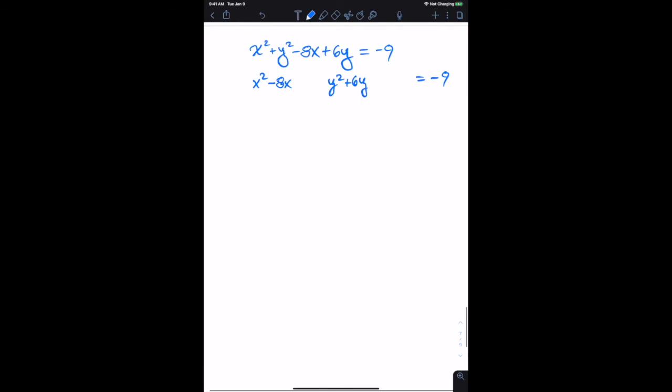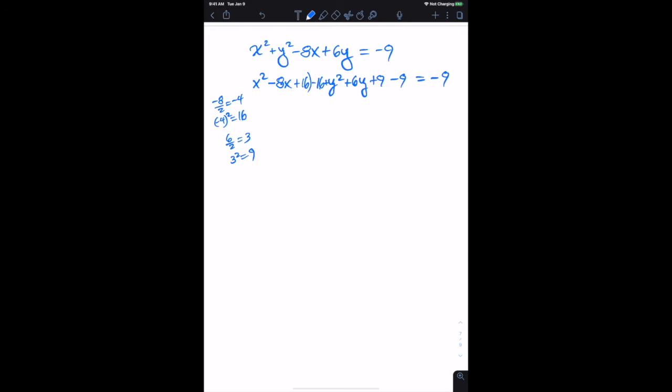The first one, for the x's, I'm going to take the negative 8, and I'm going to divide it by 2 and get negative 4. And I'm going to take negative 4 and square that and get 16. Now I'm going to add 16, and I'm going to subtract 16. Now we're going to do the y's. So the y's, we're going to take 6, and we're going to divide that by 2, and we get 3. And we're going to take 3, and we're going to square it and get 9. And so I'm going to add 9, and I'm going to subtract 9.